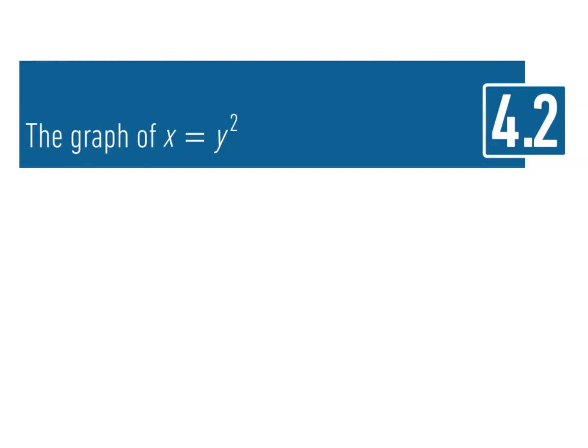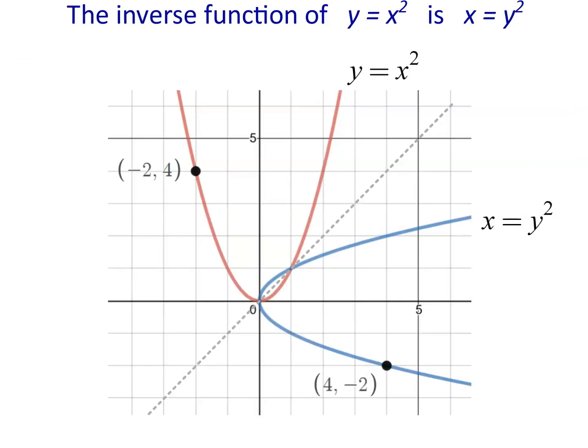So now we're going to have a look at section 4.2, which is the inverse of y equals x squared, which is x equals y squared. Okay, so here's a picture of the two graphs. Here's our standard quadratic equation, y equals x squared. And here's the graph of x equals y squared. As you can see, that has the same shape. It looks like it's been rotated 90 degrees.